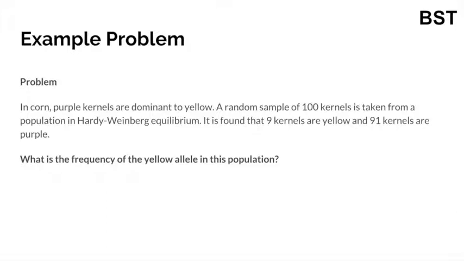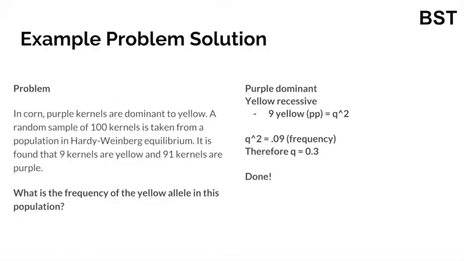This problem states: in corn, purple kernels are dominant to yellow, and a random sample of 100 kernels is taken from a population in Hardy-Weinberg equilibrium. It is found that 9 kernels are yellow and 91 are purple. What's the frequency of the yellow allele? Right now you can pause the video. I'll work out the solution in a couple seconds. Pause the video if you want to try it yourself.